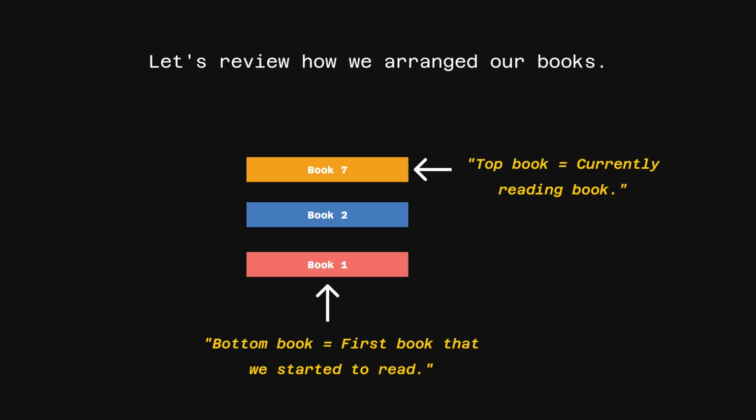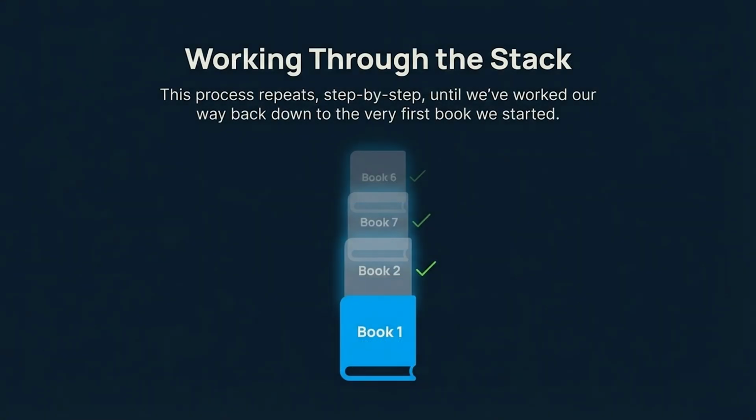Then we move on to the book directly below it. If Book 7 does contain references, we pause our reading and read the reference material first, placing it at the top of the book arrangement. This process repeats step by step until we complete Book 1, which is the last book in the book arrangement.